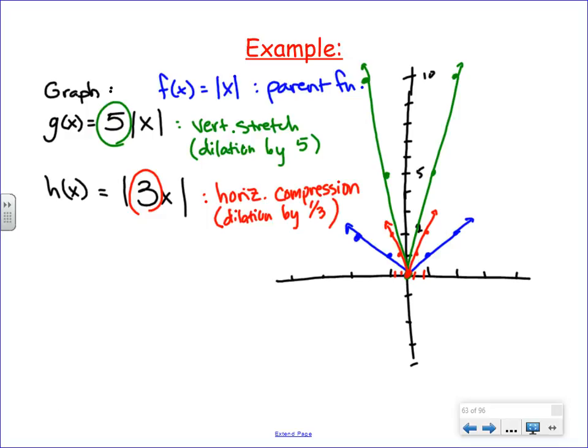I just wanted to kind of show you that in the sense of, it seems like they're behaving the same way in that both the vertical stretch and the horizontal compression seem to both be making the graph of my absolute value taller and narrower. Isn't that true? Not by the same factor, right? They're not the same points. But they seem to be doing kind of the same thing.